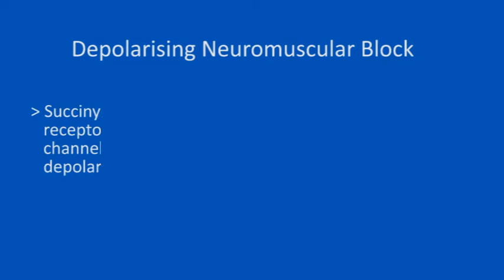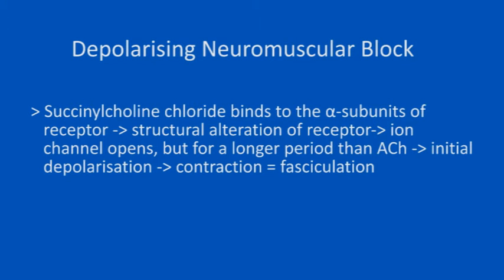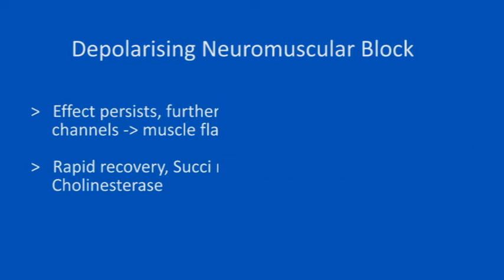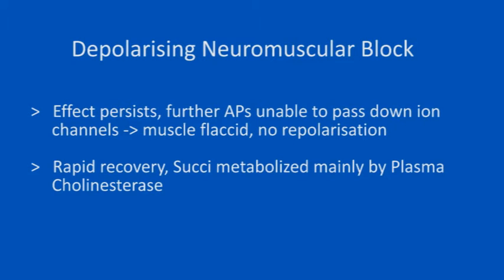During depolarizing neuromuscular block, succinylcholine, when administered, binds to the alpha subunit of the receptor, which leads to structural alteration of the receptor, and then the ion channel opens up, but for a longer period than with acetylcholine. This initial depolarization results in contraction and then leads on to fasciculation. This effect persists and further action potentials are unable to pass down the ion channel. As a result, the muscle becomes flaccid and there is no repolarization. Rapid recovery occurs because succinylcholine is metabolized by plasma cholinesterase.